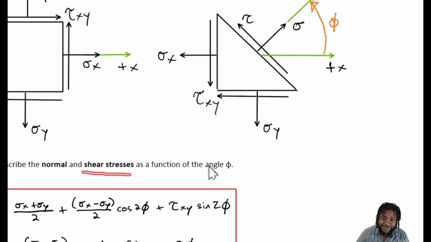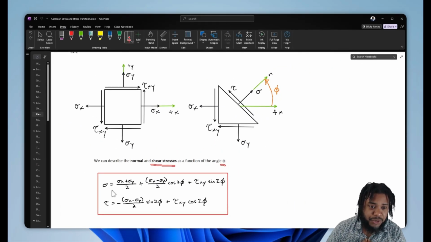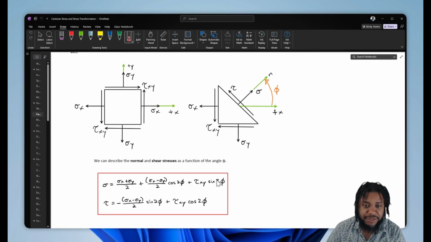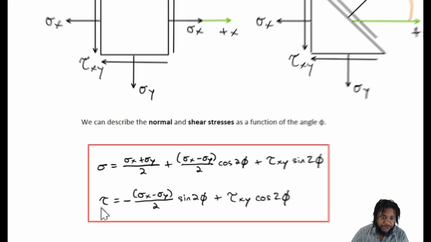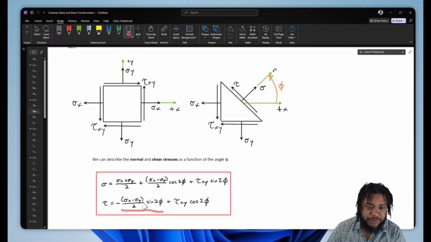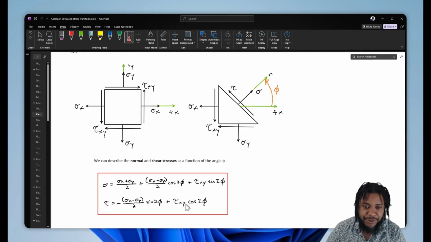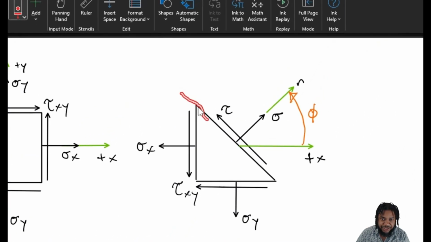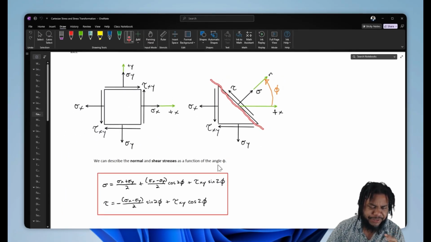shear stresses as a function of that angle phi as follows, where the normal stress sigma is equal to (sigma x plus sigma y) divided by 2, plus, in brackets, (sigma x minus sigma y) divided by 2 times cosine of 2 phi, plus tau xy times sine of 2 phi. And then our internal shear stress is equal to negative (sigma x minus sigma y) divided by 2 times sine of 2 phi plus tau xy times cosine of 2 phi. So these two stresses are exposed by that section, right? So that's the basis there.